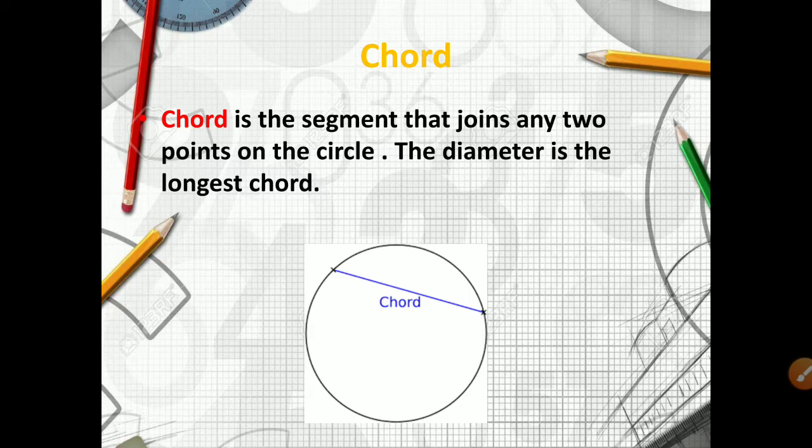Chord. Chord is the segment that joins any 2 points on the circle. This is point number 1. Point number 2. These 2 points are joined with a segment. This is called chord. And the diameter is also a chord, and the diameter is the longest chord.